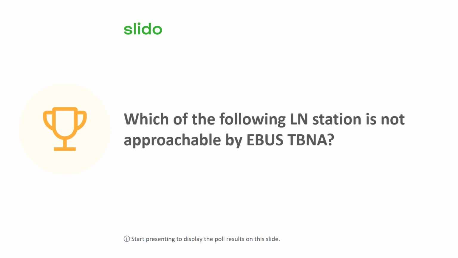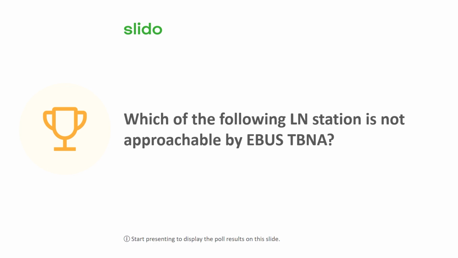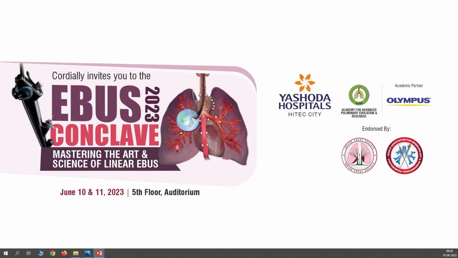Question goes, which of the following lymph node station is not approachable by EBUS TBNA? Options. I think without the options, Pradeep would have answered it, so I think it would have been fixed.